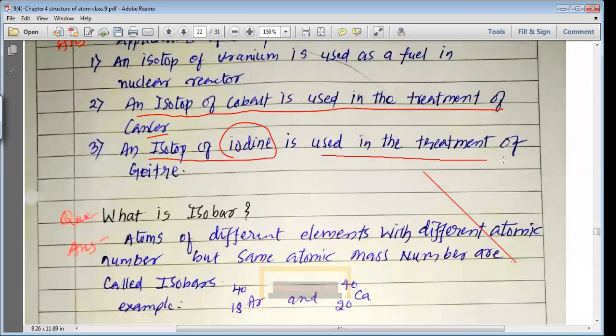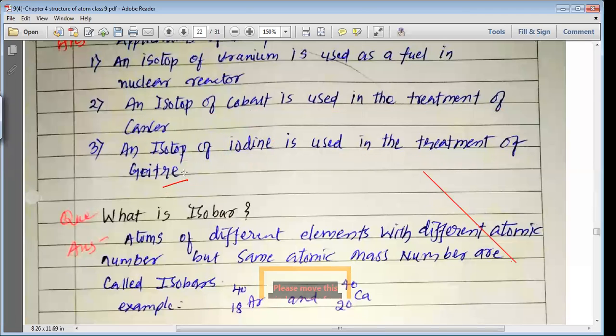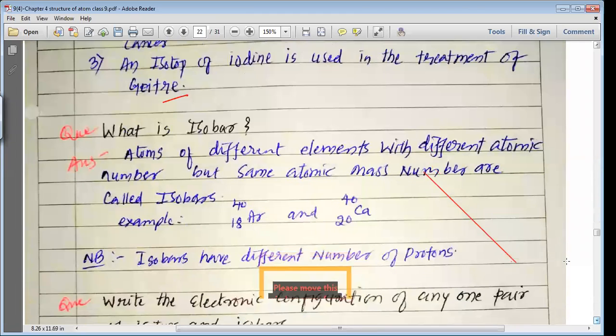An isotope of iodine is used in the treatment of goiter. Goiter is a disease that takes place in our throat, where we have the gland, and this gland swells up, or this gland gets an inflammation, and the inflammation of that gland is known as goiter. So it's a disease, and the isotope of iodine is useful to treat this disease known as goiter. So please remember that the isotope of uranium is used in the nuclear reactor, whereas the isotope of cobalt is used in the treatment of cancer, and the isotope of iodine is used in the treatment of goiter.